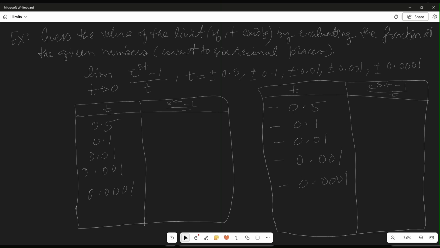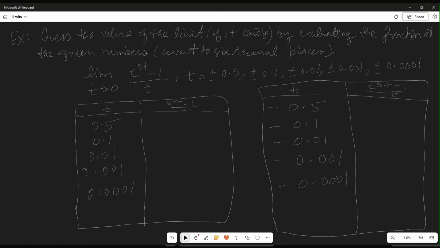Hey, so welcome back. Let's look at this next problem. Guess the value of the limit for this function as t approaches 0, by evaluating the function at the given numbers, as mentioned here, correct to 6 decimal places. So let's start real quick. Let's just start plugging in the values into this function.